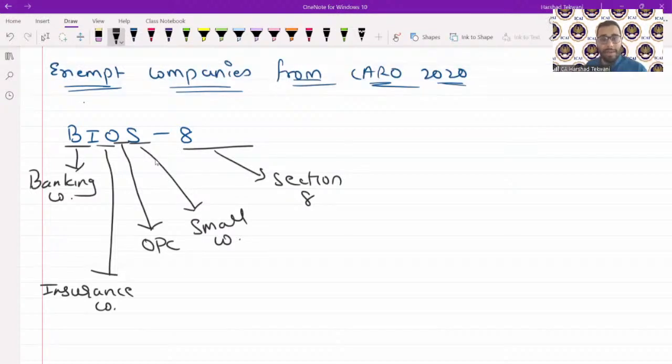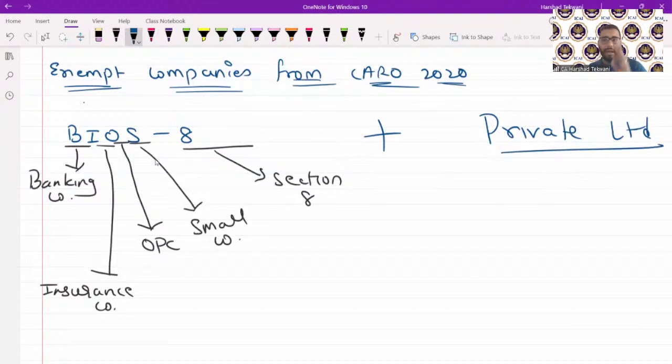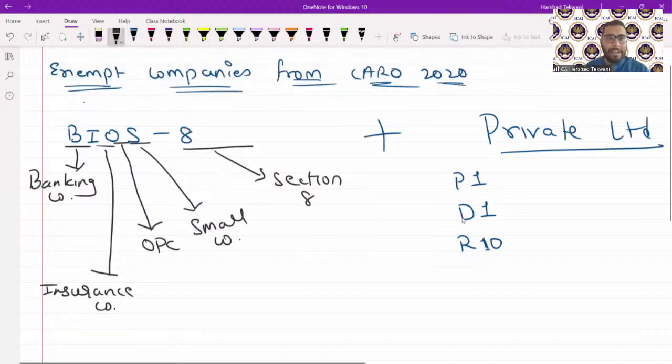Clear? Now there is one more class of company to whom CARO 2020 is not applicable. That is private limited companies, but there are conditions for them. The condition goes like P1, D1 and R10. If these conditions are satisfied, then CARO is not applicable.